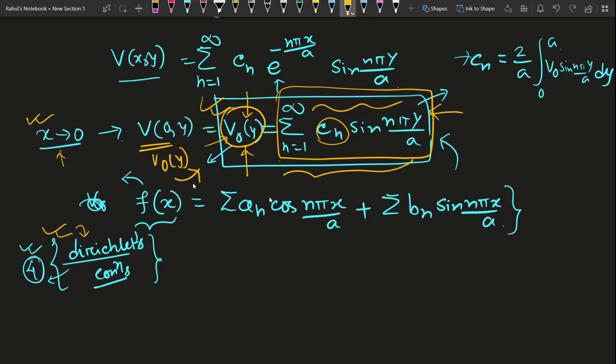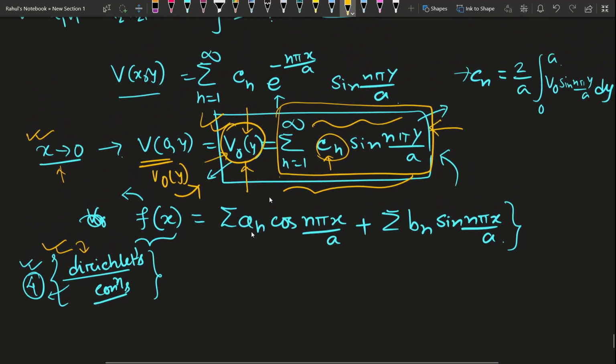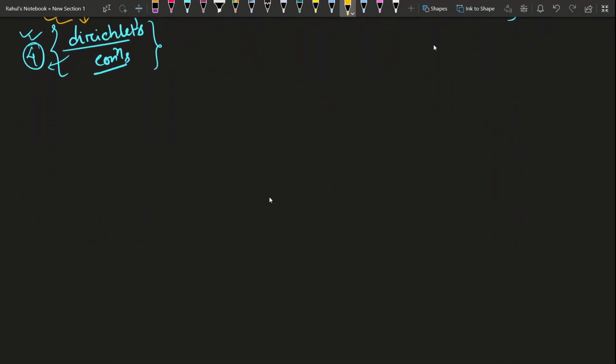So our problem is solved, but we are not aware of what the value of Cn will be. That is very easy. If you know Fourier series, you can easily understand how this comes. But for simplicity, I want to make it clear.